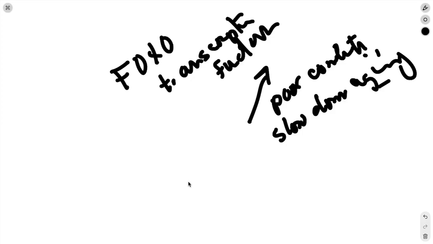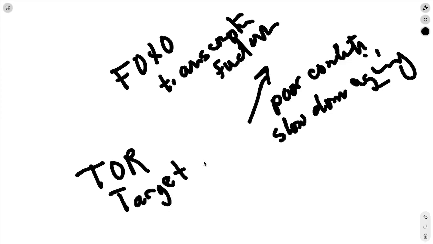Another category of FOXO targets is related to what TOR does. So we've got FOXO, and we want to understand its normal role. And then there's TOR, and just to introduce that, it stands for target of rapamycin.